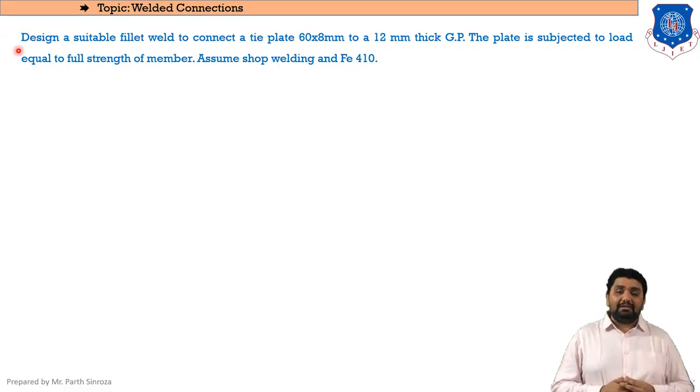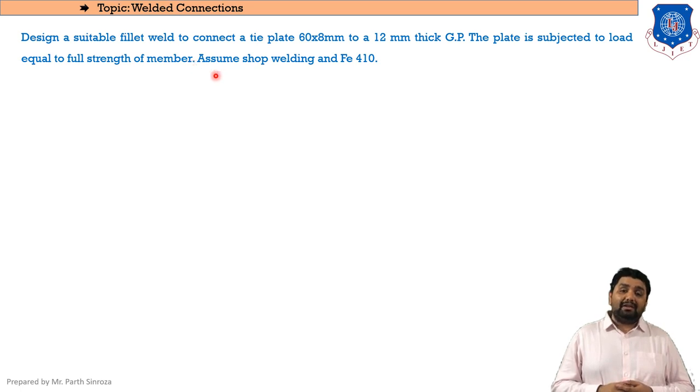So the first example here is to design a suitable fillet weld to connect a plate. The dimension of the plate is given as 60 cross 8. That means the width of the plate is 60 and the thickness of the plate is 8 mm, connected to a 12 mm thick GP. Here only one single plate is connected to a GP, a gusset plate having 12 mm thickness. The plate is subjected to a load equal to its full strength. This is something new that we have not discussed, so we will be looking at this new equation in depth later on.